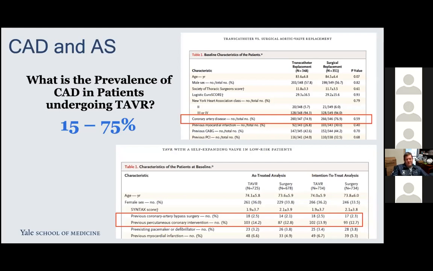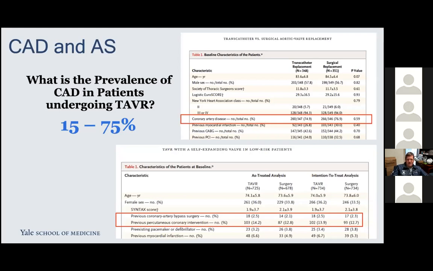Overall, the rate of coronary disease in patients with aortic stenosis is probably in the 35 to 50% range, but it certainly varies significantly depending on what patient population you are looking at. And as we've moved into lower risk patient populations, our percentage of coronary disease has certainly gone down.